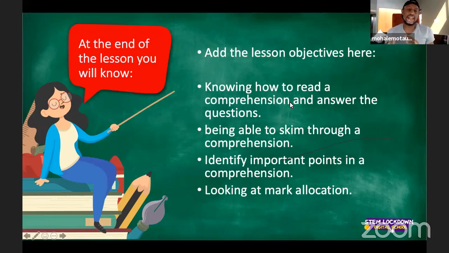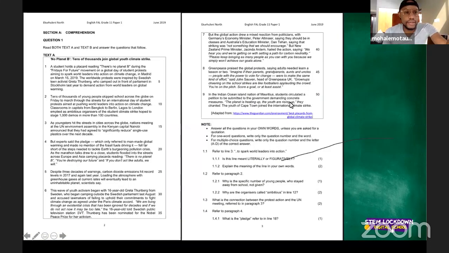So the first step is to skim through it. Skimming through it means you are reading the surface of the text. You can look through the first sentence of every paragraph. For example, let's look at this text. We have question 1, text A. It says here, "No planet B, tens of thousands join global youth climate strike." When you are skimming through a text, you can look at either the first line of every paragraph or the first 2 sentences. This will allow you to gauge what the text is about.